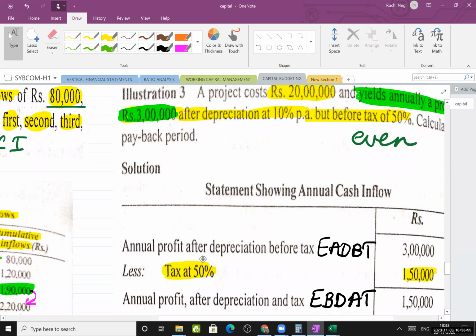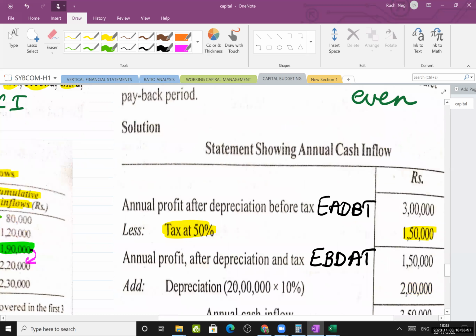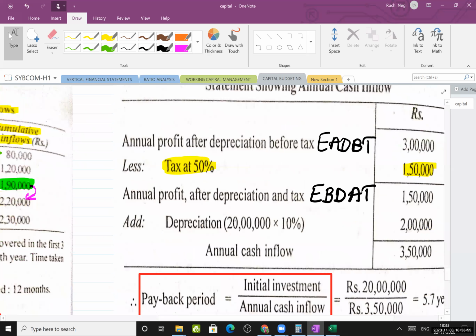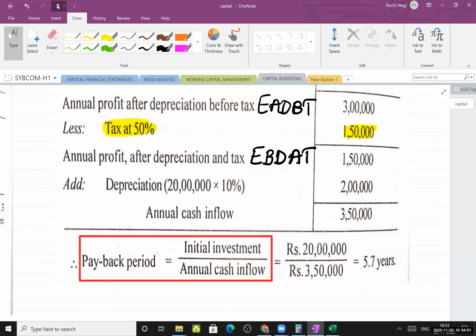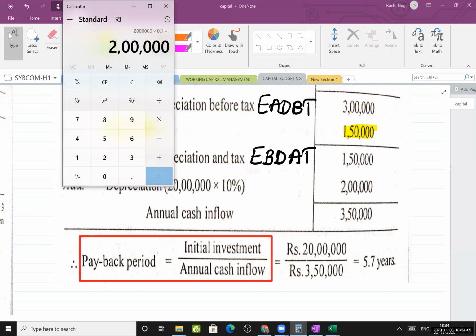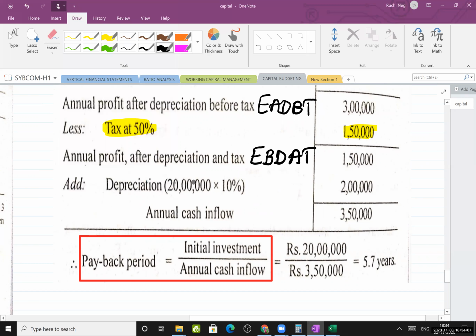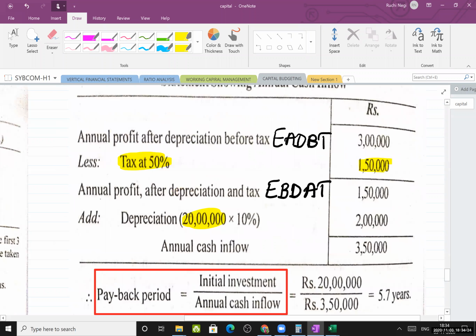Project cost is how much? 20 lakhs. That is your long-term asset. उस पे depreciation लगेगा 20 lakhs पे. So 20 lakhs का 10%, 2 lakhs. So your annual cash inflow is 3,50,000. I'll take you back to the theory part.